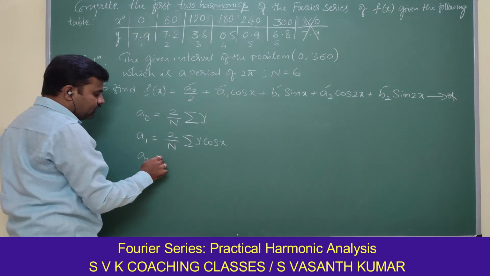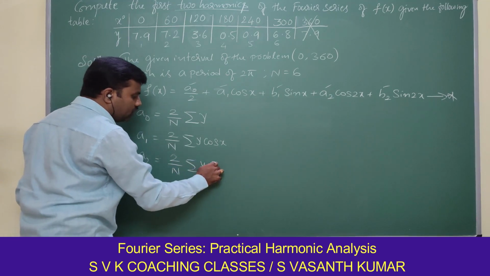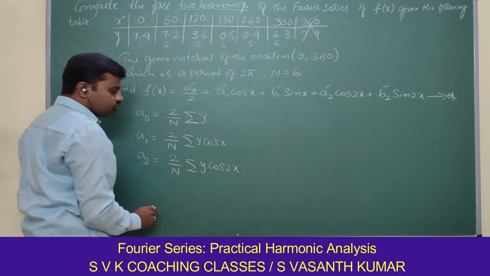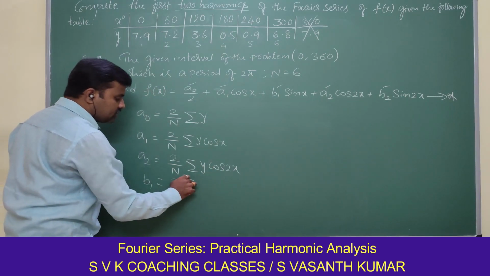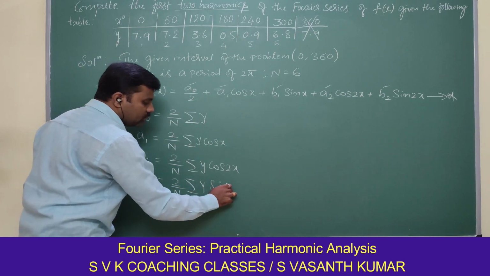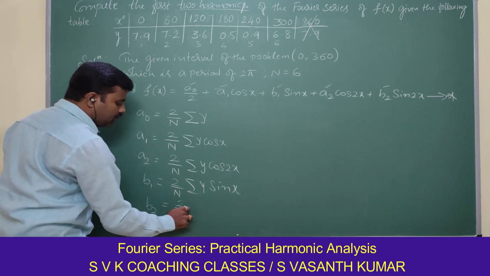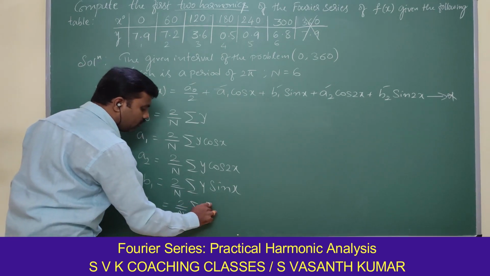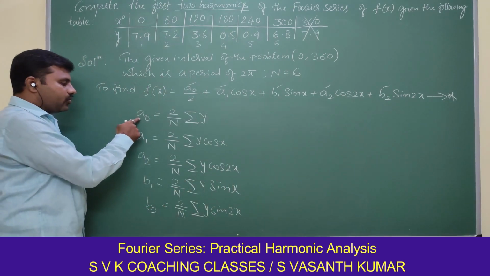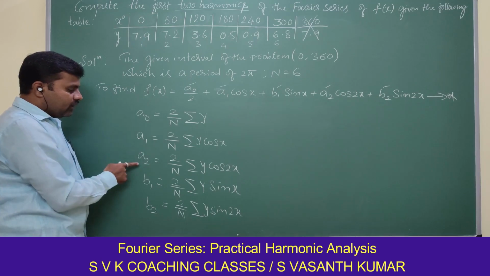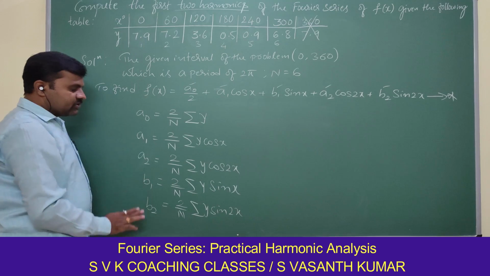A2 is given by 2 by n sigma y cos 2x. Similarly, B1 is given by 2 by n sigma y sin x. Finally, B2 is given by 2 by n sigma y sin 2x. This is the formula to find A0, A1, A2, B1, B2. Okay. Now, how to find these values?